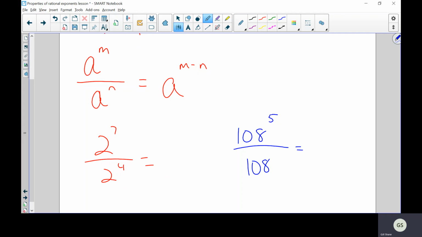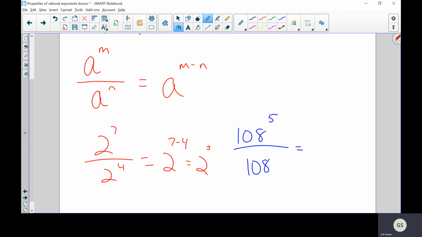Have wrapped it up. So what do we do for this one in red? Again, always keep the base. That's something that you should just drill into your own head. Keep the base, keep the base, keep the base. It's never going to be different. So what would we do with the exponents? 7 minus 4. So the final answer is just 2 to the third.